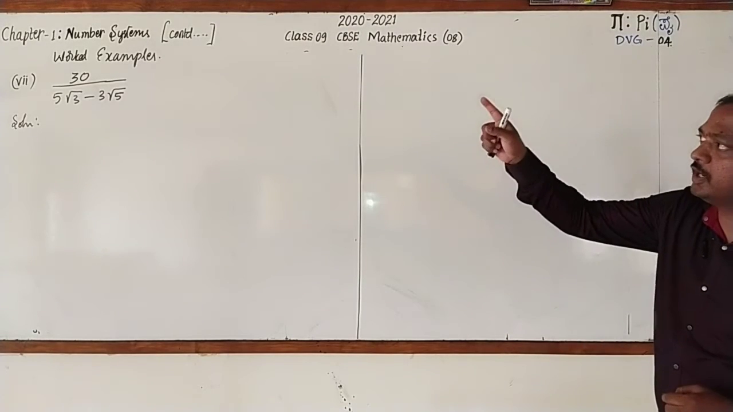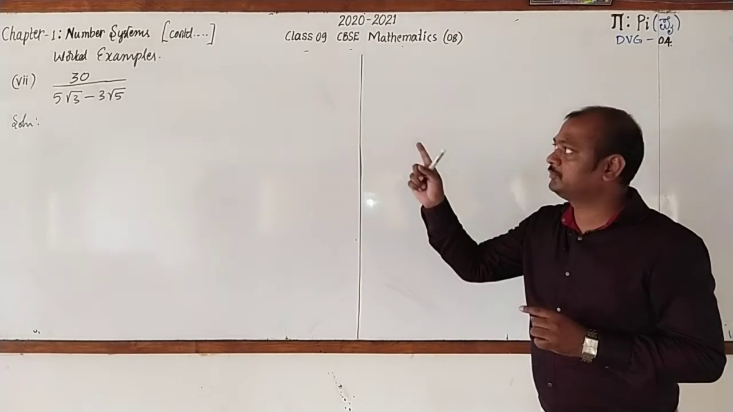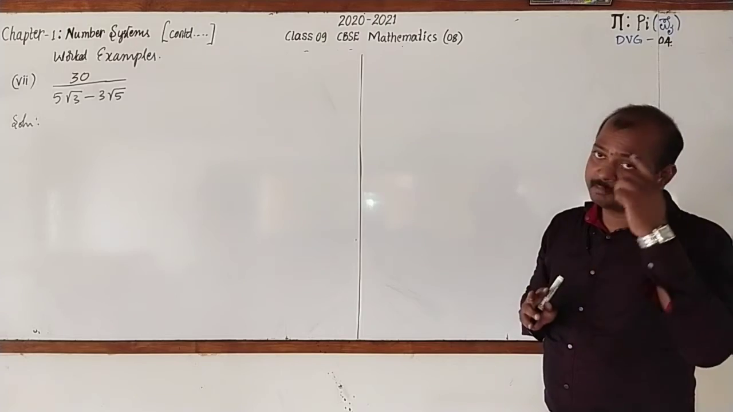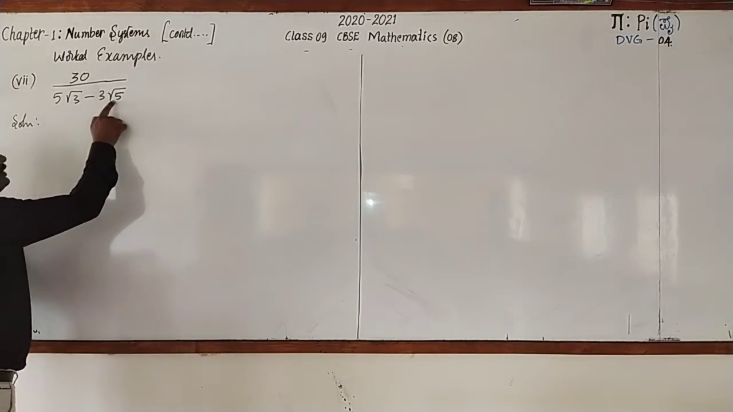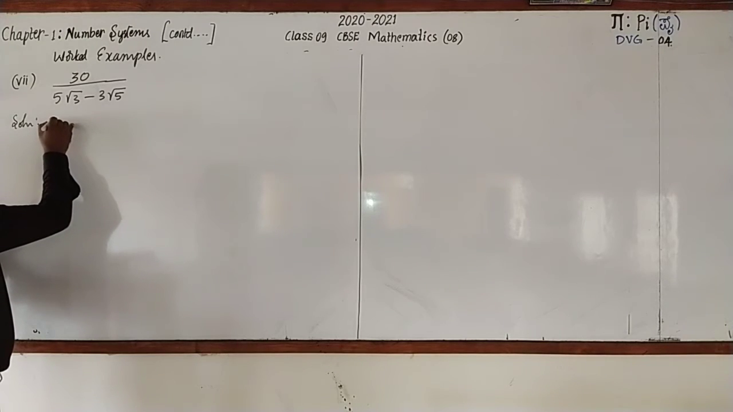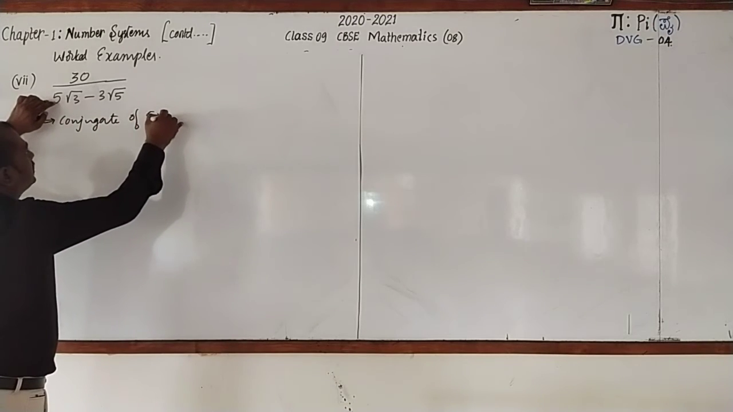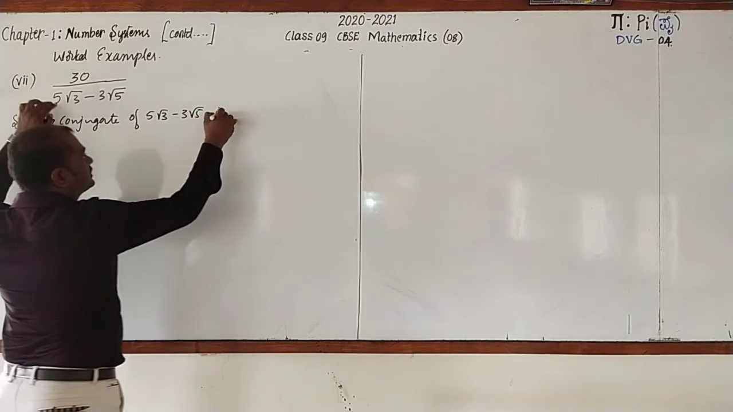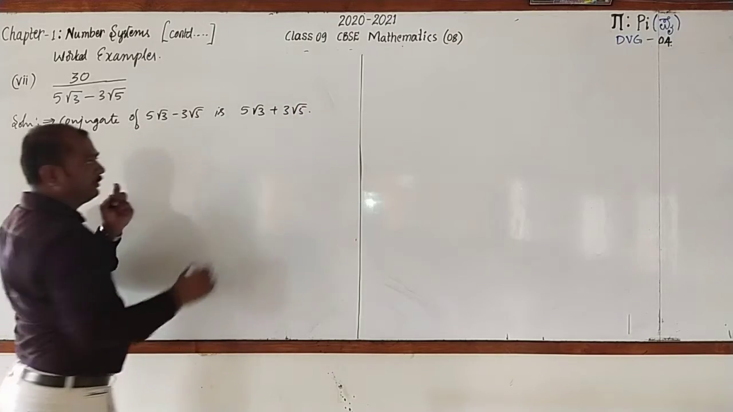Now we are moving to another important problem. Just observe, numerator, not a binomial, 30 is the simple number, but denominator you can observe that here irrational with coefficients. Let's go for rationalizing the denominator of this problem. Here, first I write conjugate of the denominator. What is the conjugate of the denominator? 5 into root 3 minus 3 into root 5? Yes, you are right. It is 5 into root 3 plus 3 into root 5.